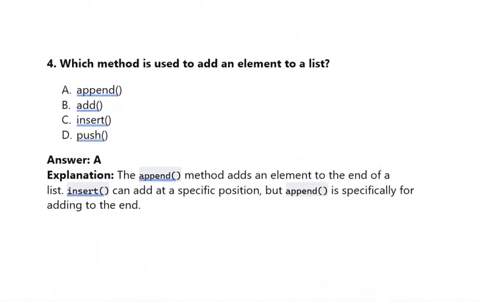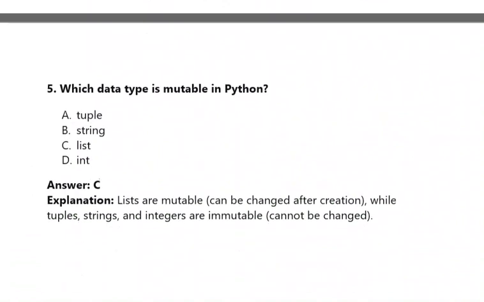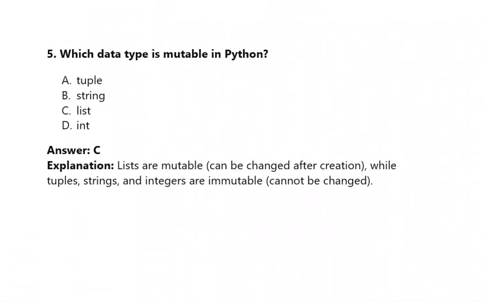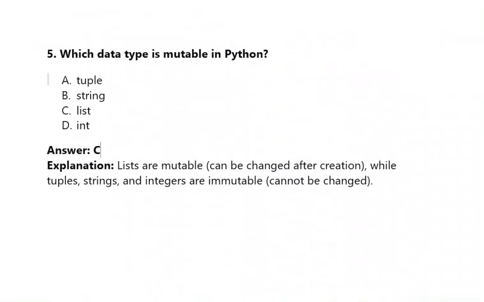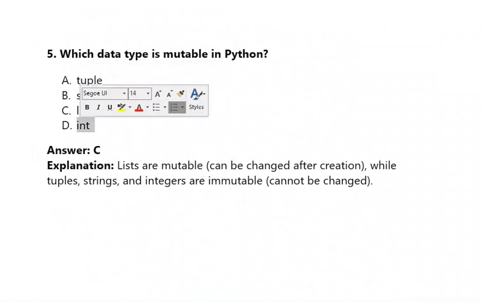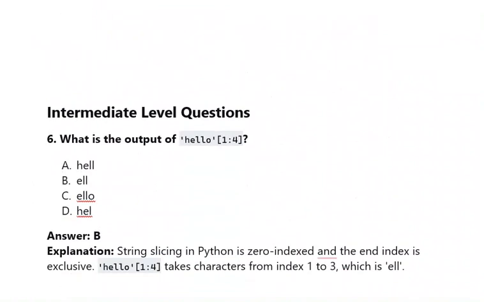Which method is used to add an element to a list? Use the append method. Which data type is mutable in Python? List is mutable and tuple is immutable. These are not. This is a string and integer.